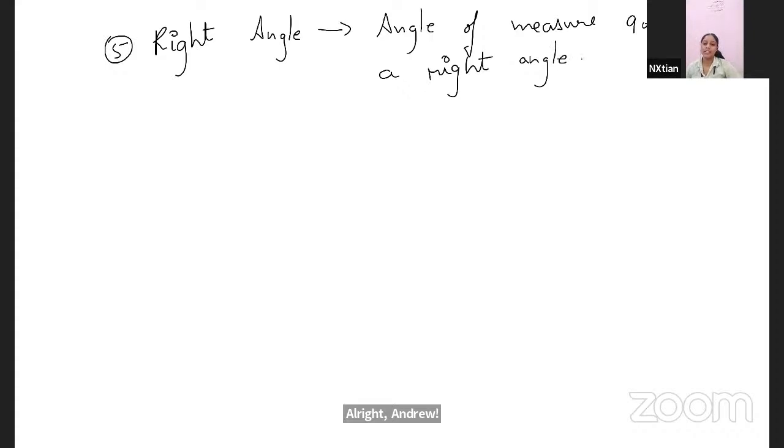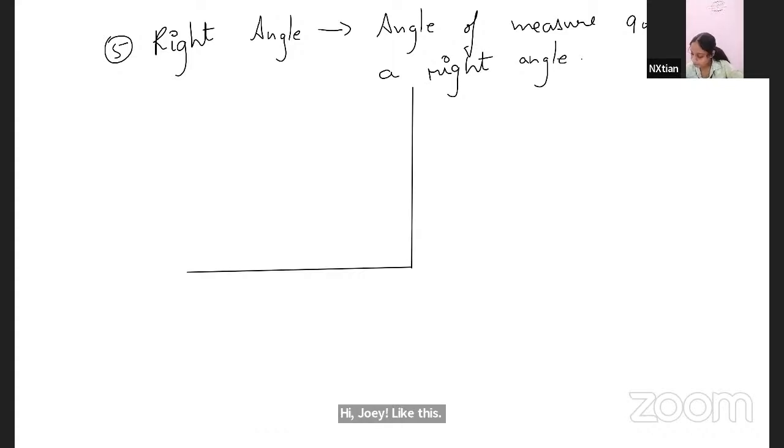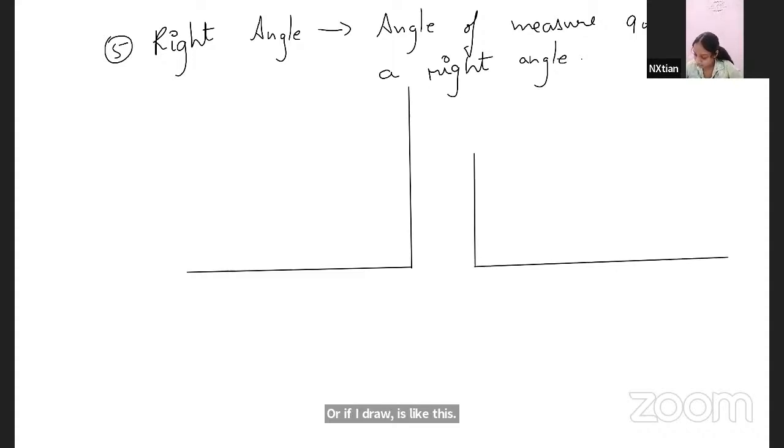Why is 90 at the center of the protractor? Because a right angle is always in a straight line. So if I draw 90 like this, or if I draw it like this, both will be 90 degrees.